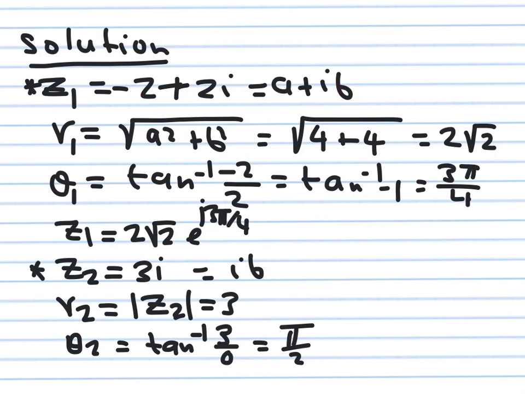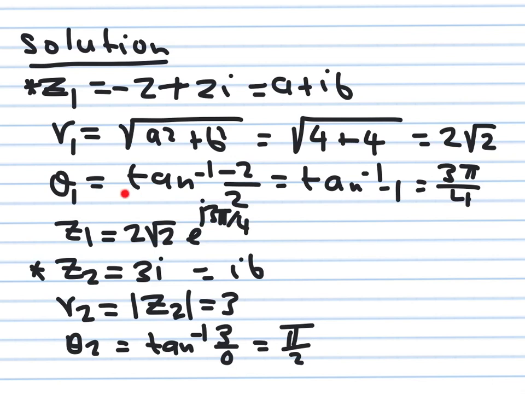So you can get the modulus of the complex number z1, which I called r1, it is the square root of the real part squared plus the imaginary part squared. Minus 2 squared will give you 4. 2 squared will give you 4. So this will give you 2 square root of 2. Now let's get the angle.